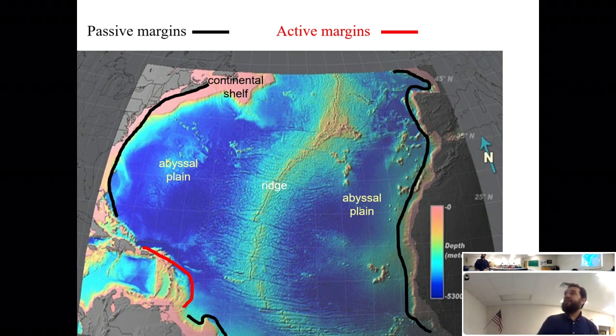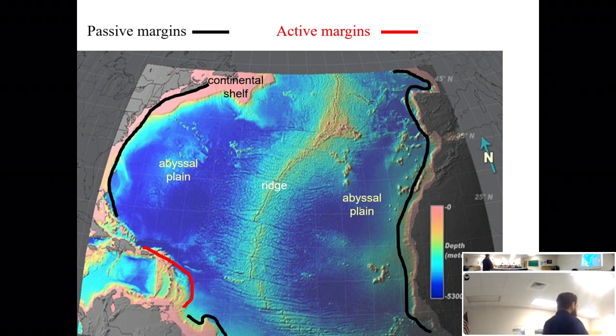So anyway, where are some active margins? Where are some passive margins in the world? Now, if you look along the East Coast, all of our East Coast, are there any volcanoes on our East Coast? All right, no volcanoes there, right? So that's a passive margin.